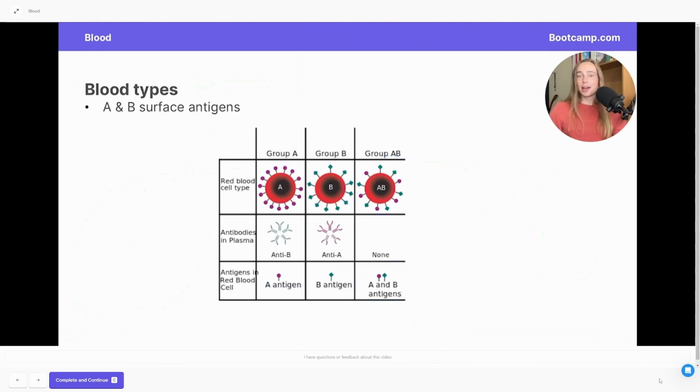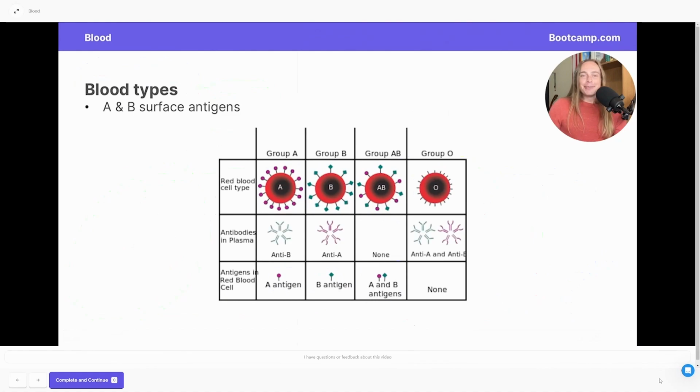So knowing this, what type of antigens would you expect to be on the surface of a type O red blood cell? So this one may have been a little bit confusing because type O red blood cells do not have a type O antigen. Instead, type O red blood cells simply do not have A or B antigens. So I like to think of this O as being a 0.